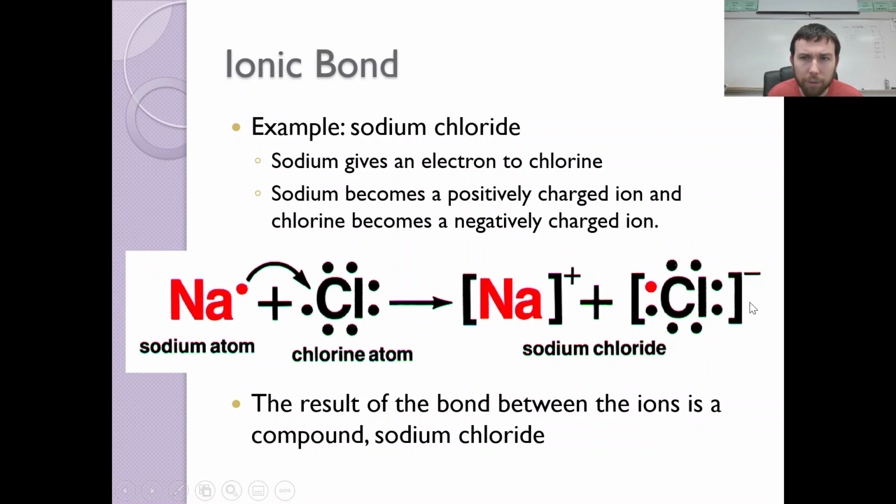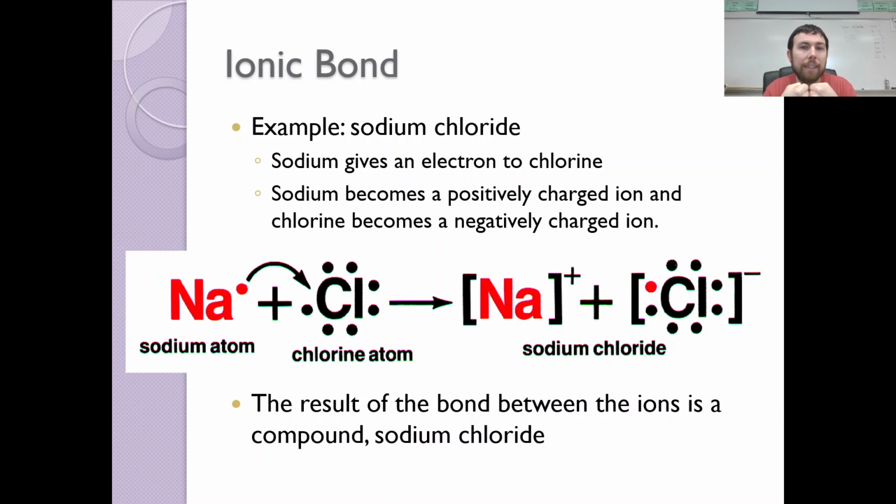So in our final structure over here, you're going to have sodium ion and chloride ion that are being held together by the fact that sodium is positively charged and chloride is negatively charged. And so once that happens, those positive and negative charges attract each other. And so the result of that attraction is that chemical bond, that ionic bond between those two ions.